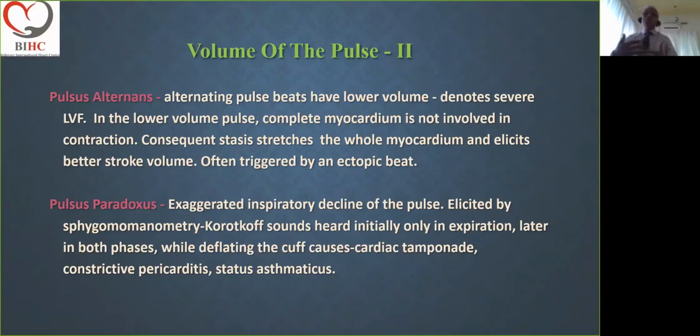So this could be due to cardiac tamponade, constrictive pericarditis. It can also occur in status asthmaticus. Today, as I said, you are more likely to see these things by recording your arterial line pressure and looking at the arterial line waveform in the ICU.